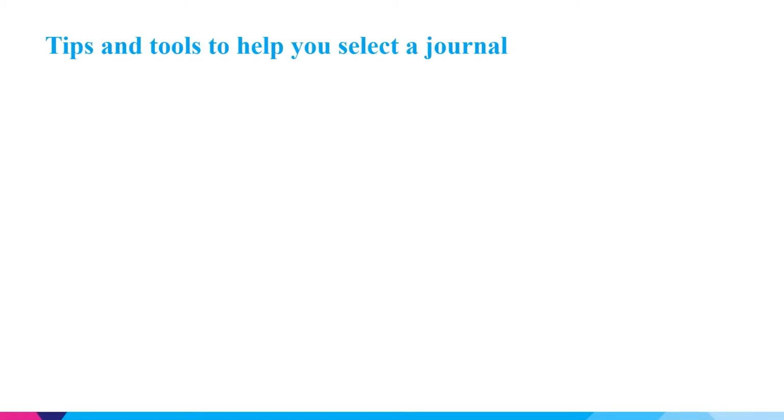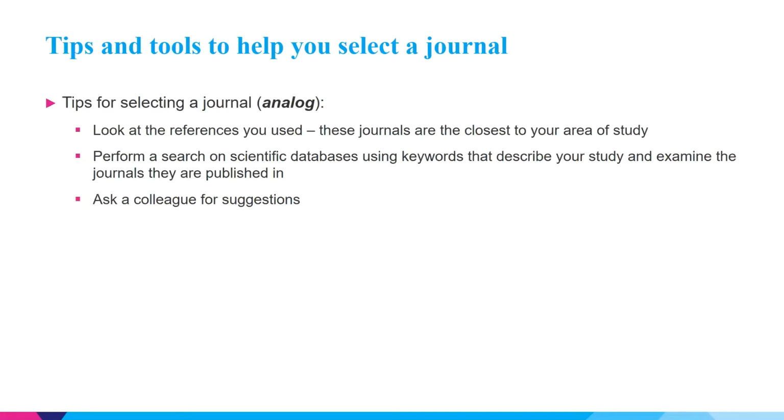So here are some tips and tools to help you select a journal before we go into two of these particular tools. So this is more low-tech, more old school. Look at the references you used in your own paper, because these are going to be journals that are similar to the area of study for your manuscript, which hopefully will make sense to everyone. You can perform a search using databases and put in those keywords that describe your study and see what journals the results are published in. So once again, this is going to be similar to your area of study.